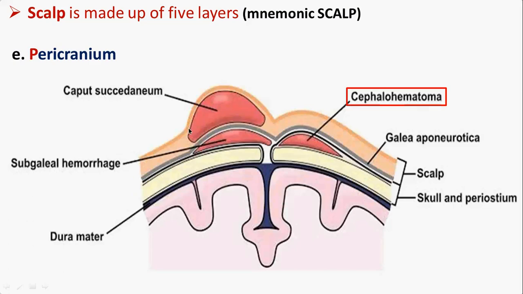Caput succedaneum we have discussed. It is because of the rupture of capillaries during vaginal delivery, and it will succeed, or regain its normal state, 3 to 5 days after. For cephalhematoma, some medication or treatment is necessary.